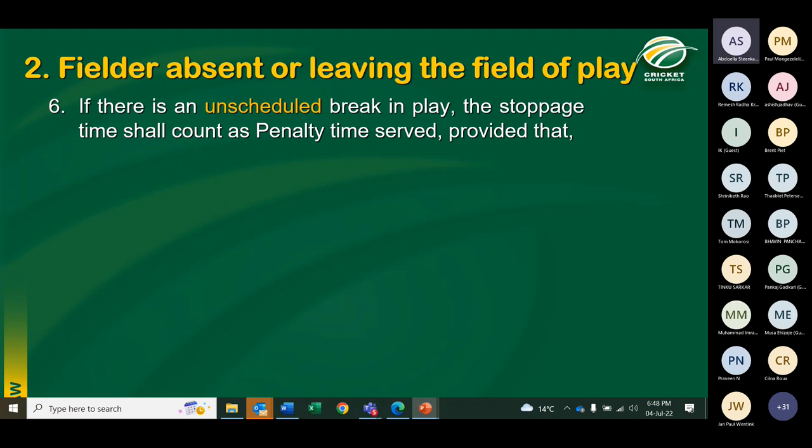So what happens if there's an unscheduled break in play? Typical example of an unscheduled break is a rain interruption. So what happens if there's a rain interruption?